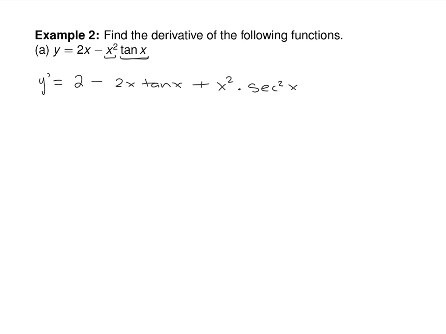Now there's one thing I did wrong there. You need to have parentheses around this, because when you do the product rule, it's coming from something that is all subtracted. You could also think about the negative as being part of the x squared and just carry the negative along in the second term. So that derivative is 2 minus 2x tan x minus x squared secant squared x.